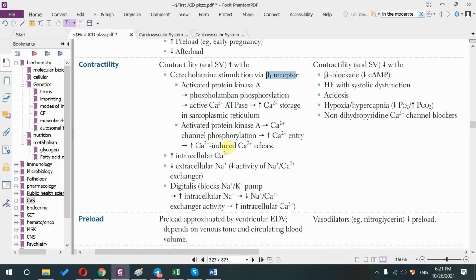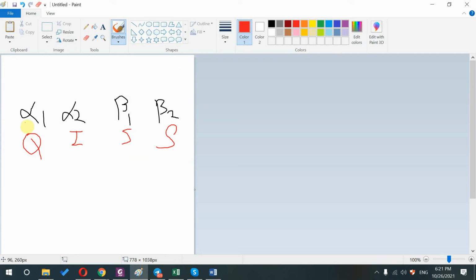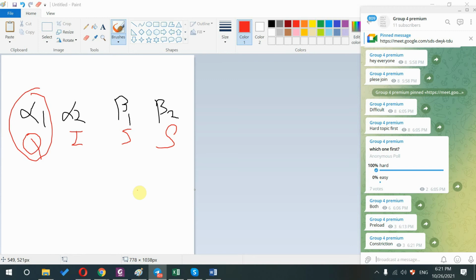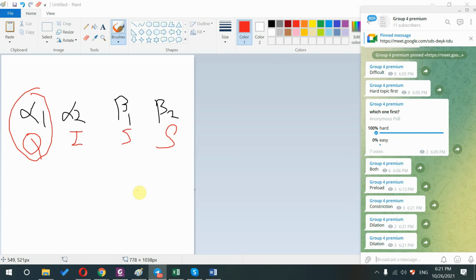Okay, guys, let's take a quick look here. The alpha 1 receptors are mostly located in the vessels. And guys, I want you to be a little bit interactive. Do they lead to vasoconstriction or vasodilatation? Excellent, vasoconstriction. What about beta 2? Beta 2, vasoconstriction or dilatation? Excellent. What about beta 1?